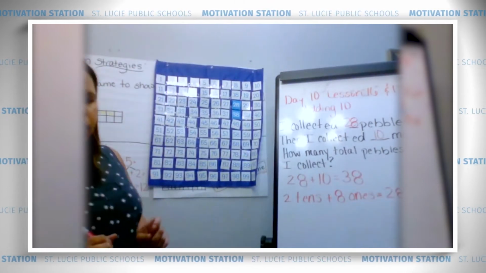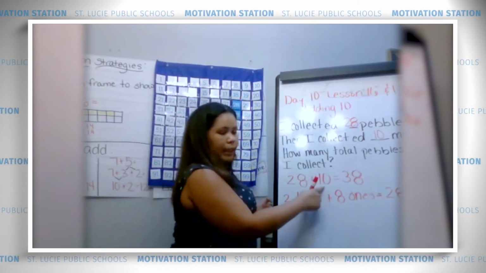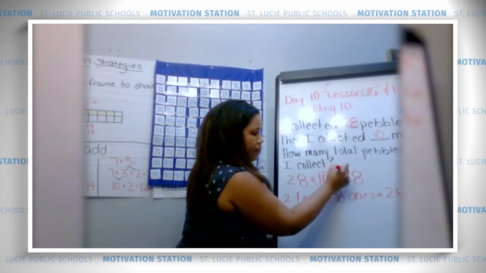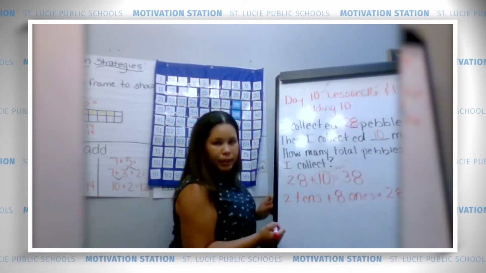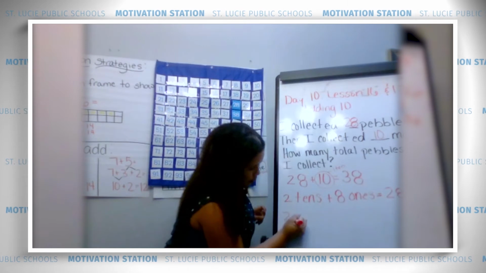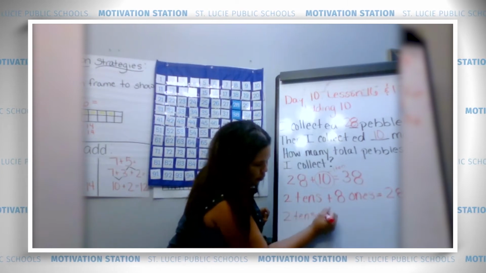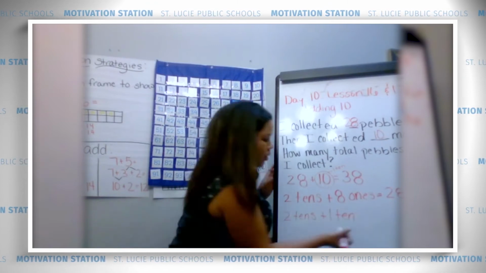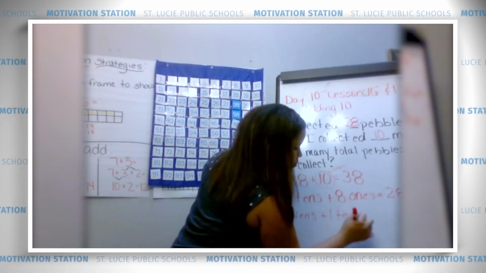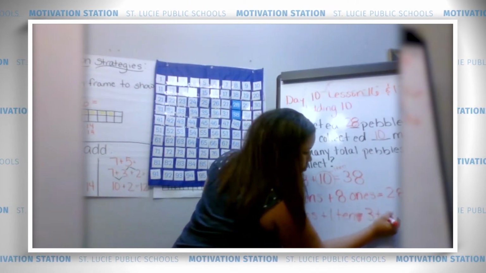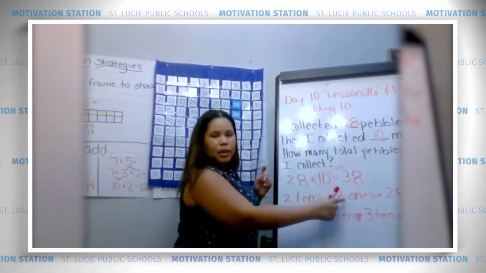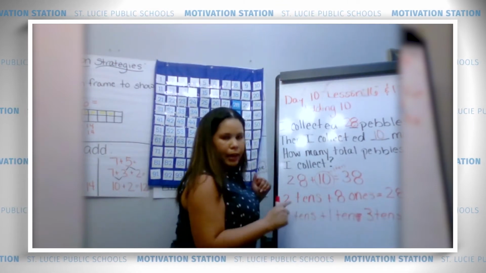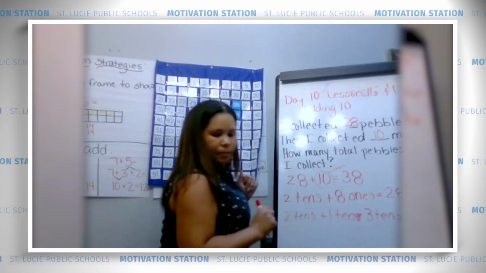Okay, then we want to add our 10. And we know that in this, there's only 1 ten. So let's take our 28, or our 2 tens, I'm sorry, plus 1 more ten, and we get 3 tens. But we still have our 8 ones. So let's add our 8 ones to that. 3 tens and 8 ones.